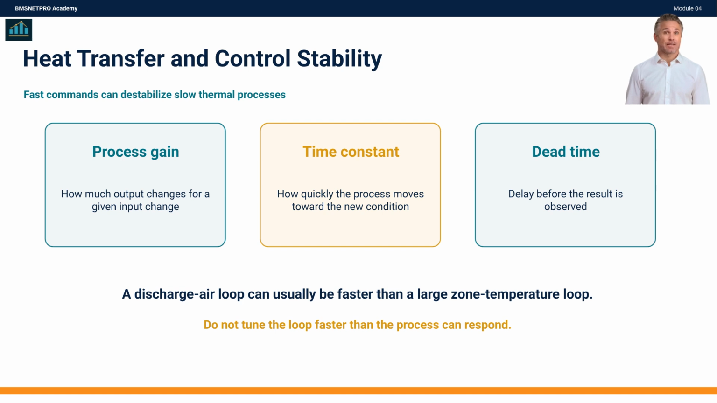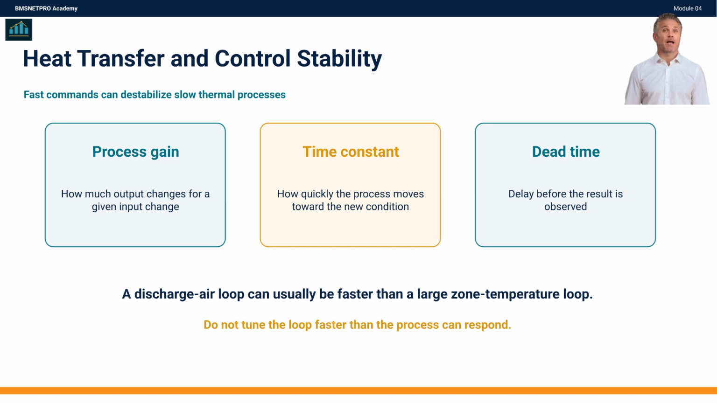Control stability is where heat transfer physics meets BAS tuning. A control loop should not be tuned faster than the process can respond. If the BAS changes a valve every few seconds, but the space takes 10 minutes to show a meaningful temperature change, the controller may start chasing noise instead of controlling the process.